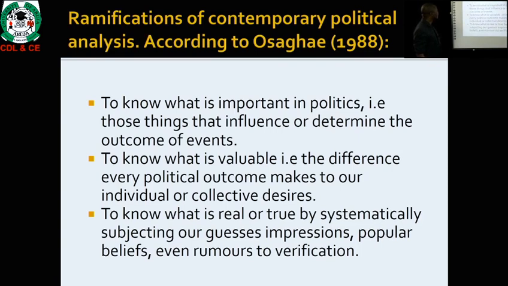Ramifications of contemporary political analysis, according to Osaghae, 1988. It involves, one, to know what is important in politics, that is, those things that influence or determine the outcome of events. Number two, to know what is valuable, the difference every political outcome makes to our individual or collective desires. Number three, to know what is real or true by systematically subjecting our guesses, our impressions, popular beliefs, even rumors, to verification.